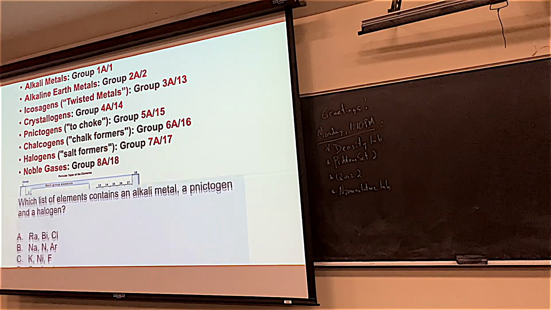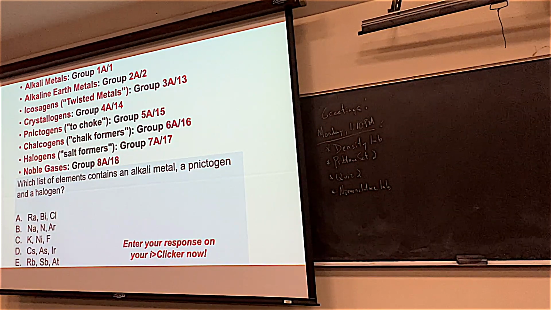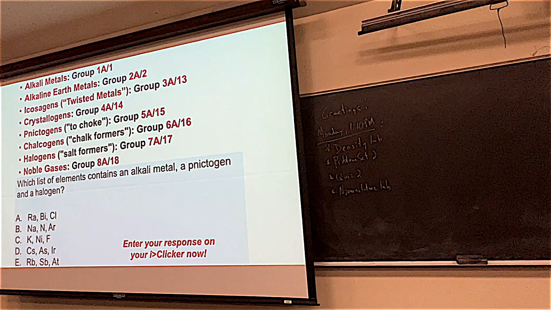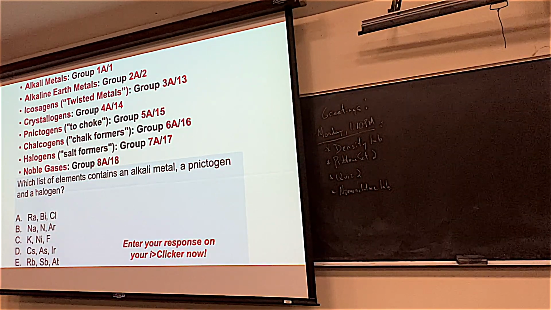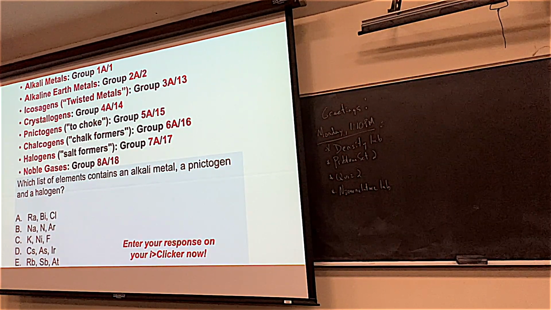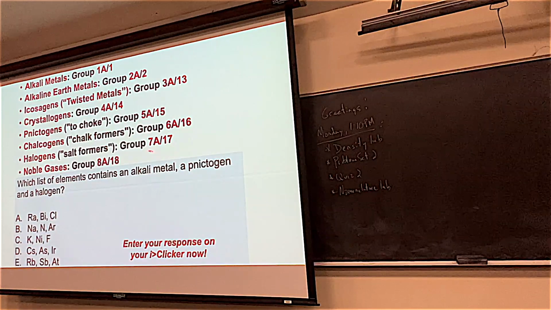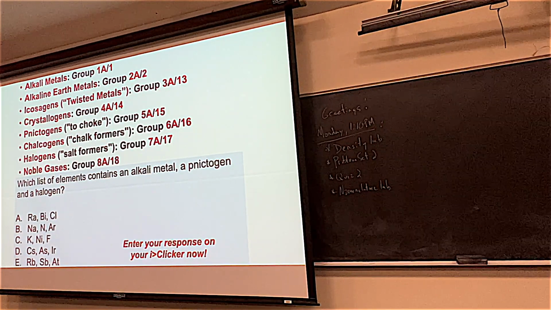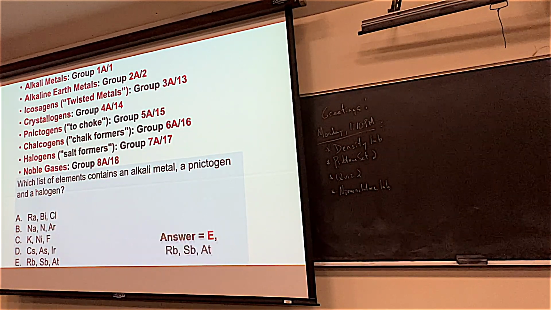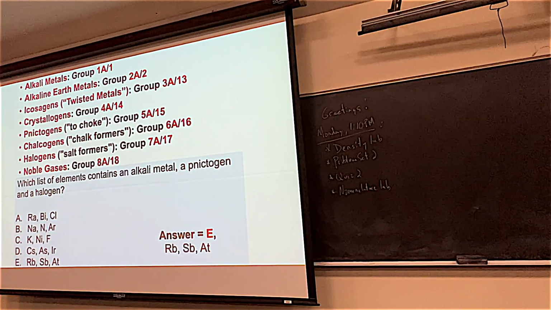All right, so you'll see sometimes questions like this. What list of elements contain an alkali metal, a pnictogen, and a halogen? Now again, we won't spend a lot of time with this, but alkali metals, that's group 1A. Pnictogens would be group 5A, and halogens would be group 7A. This is a problem where having the periodic table is super handy. Punchline is that answer E has that.